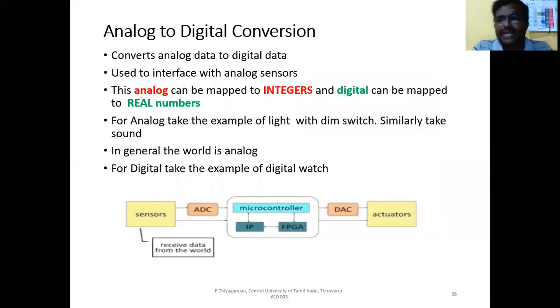And one more component in the embedded architecture is analog to digital conversion. As I said, this analog to digital conversion plays a crucial role in giving an input to the microcontroller. So I will show how it plays a crucial role in giving an input to the microcontroller. Any real world signals we can classify as analog signals.